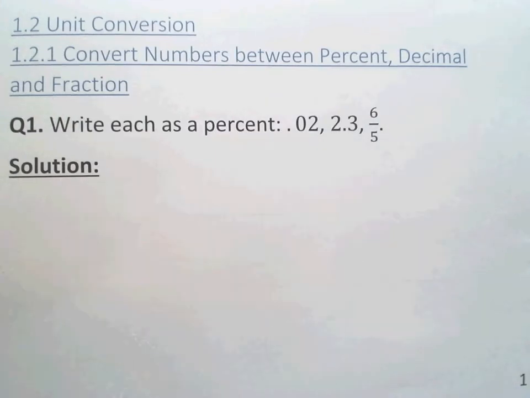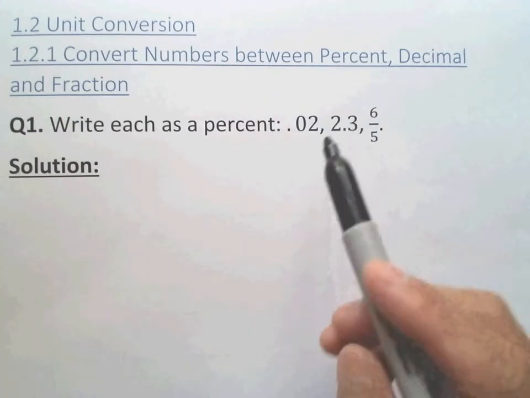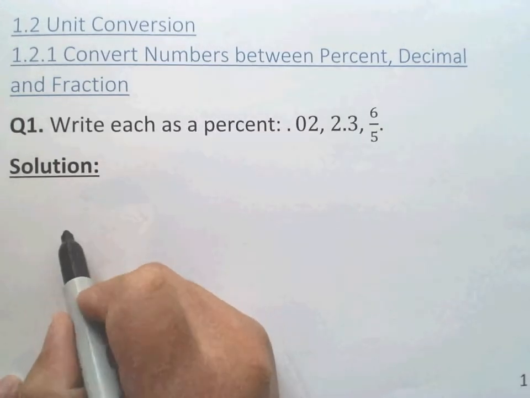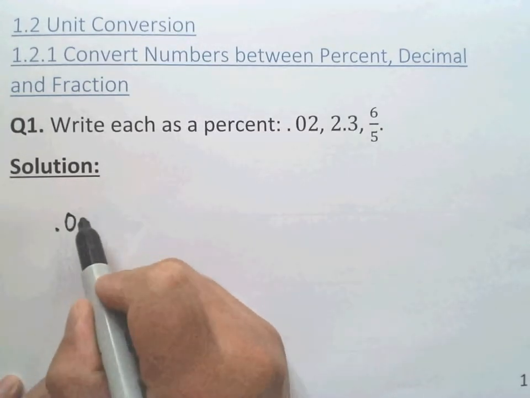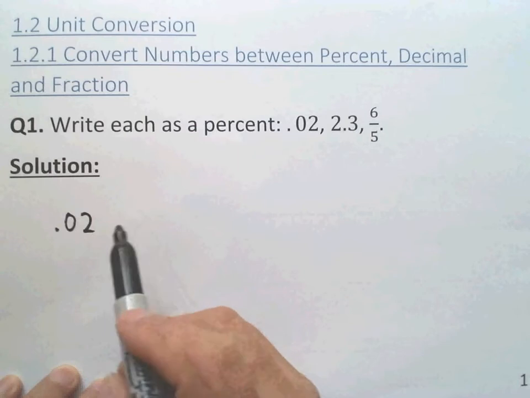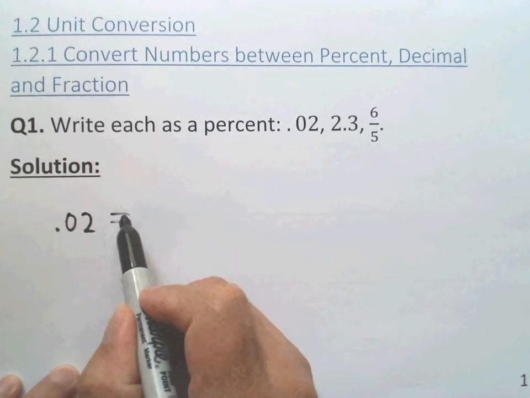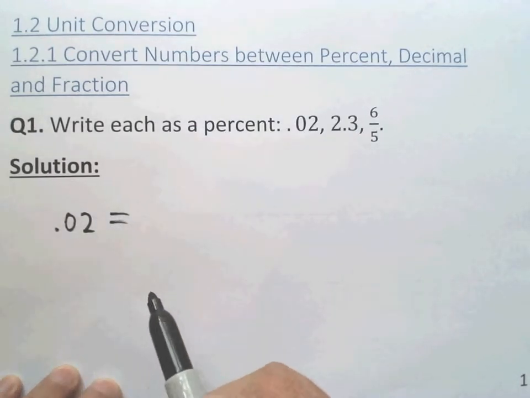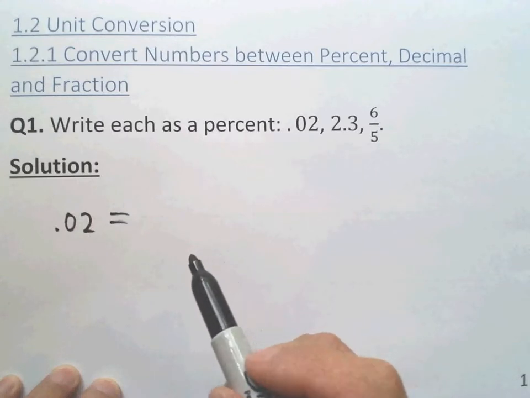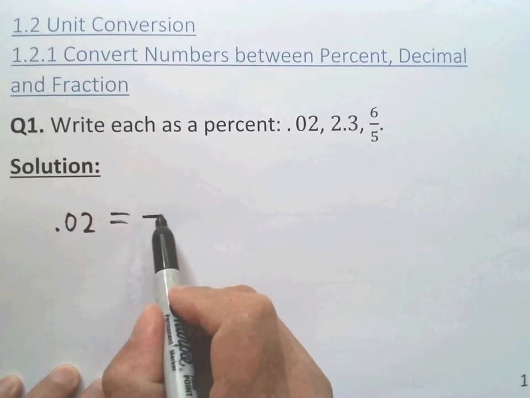0.02 is a decimal, right? And how do we write it as a percent? What is the definition of a percent? It is how many out of 100. So we put the denominator as 100.